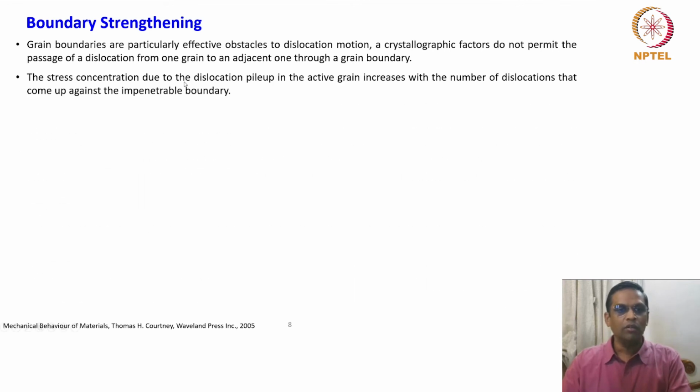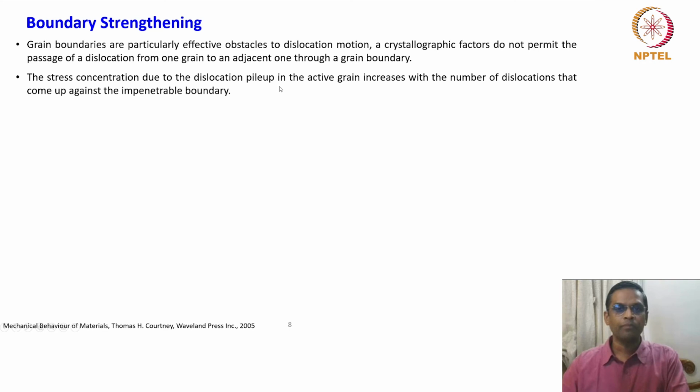The stress concentration due to the dislocation pileup in an active grain increases with the number of dislocations that come up against the impenetrable boundary. Let us read this sentence again, very important. The stress concentration due to the dislocation pileup. We know the word dislocation pileup. What does it mean? Dislocations get piled up against an obstacle. We have also seen in dislocation mechanics how dislocations get piled up against the obstacle, right?